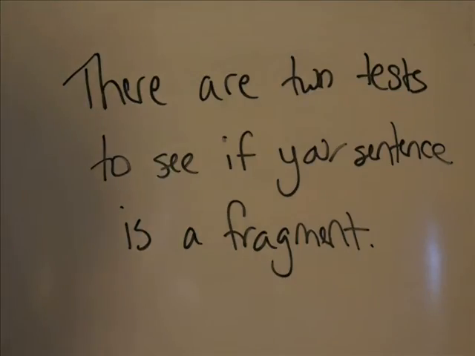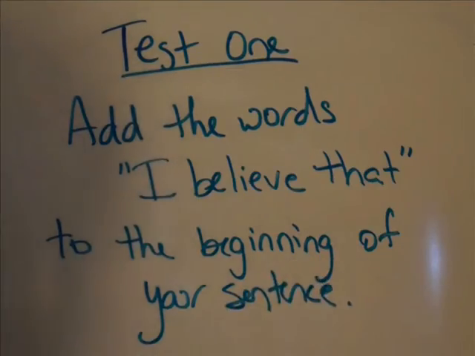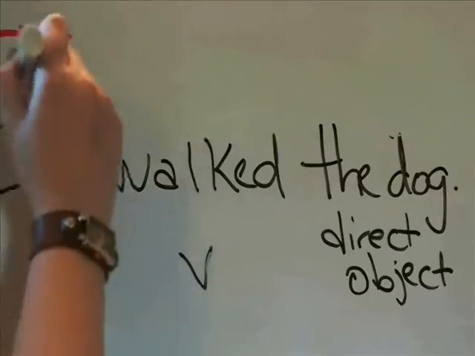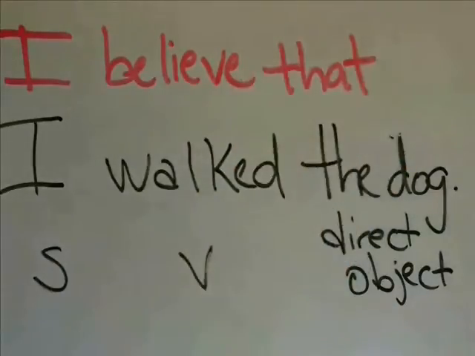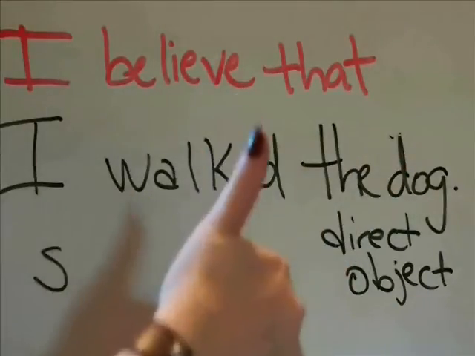There are two tests in order to see if your sentence is a fragment. The first one is to add the words I believe that to the beginning of your sentence. So for instance, if you take the sentence that we had before, which is I walk the dog, I add I believe that I walk the dog. Okay, I believe that I walk the dog. You sound very British, but it works for you.